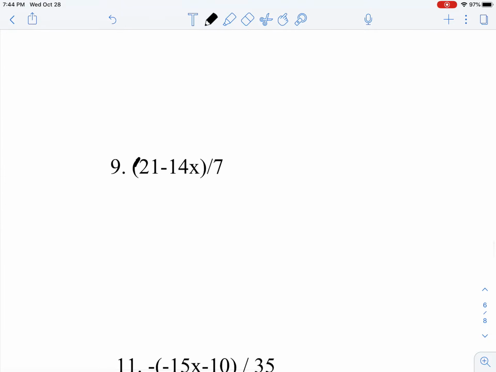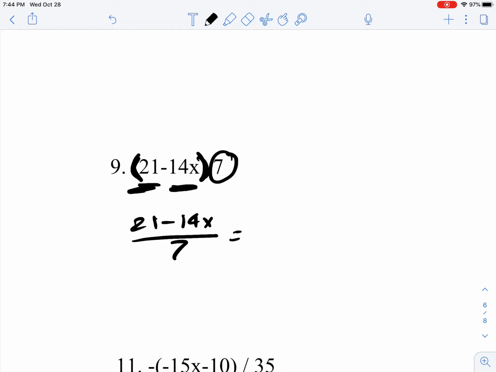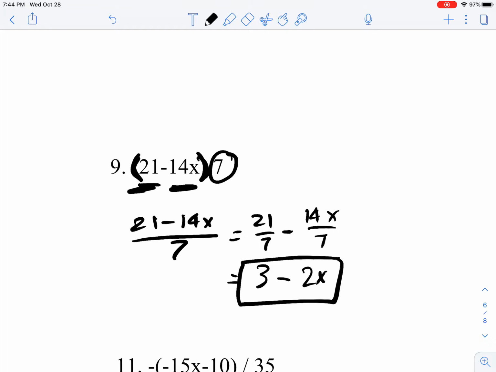However, when there's a parentheses, that means it's including both terms. So this 7 is going to be divided by this one and this one. So it looks like 21 minus 14x divided by 7, which is equal to 21 divided by 7 minus 14x divided by 7. What is 21 divided by 7? Well, it's 3. What's 14x divided by 7? Well, that's just 2. So your answer is 3 minus 2x.